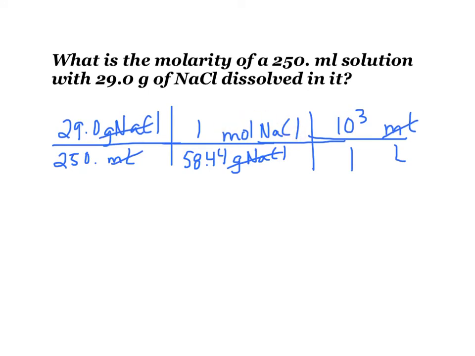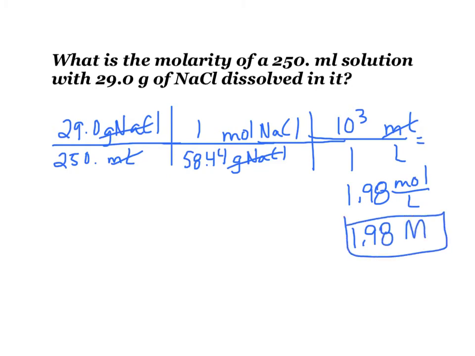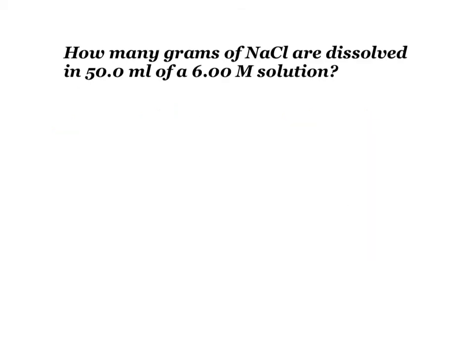Moles on top, liters on the bottom, and then I can plug it in and solve for it. Multiply everything on top, divide by everything on bottom, and you should end up getting 1.98 moles per liter, or 1.98 molar. Capital M means the same thing, and that's how you do an action line solving for molarity.